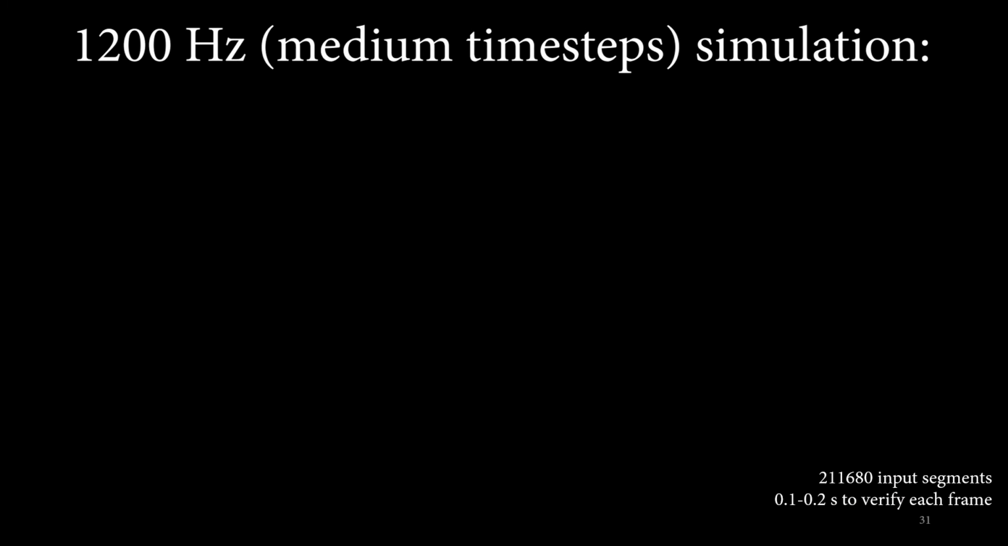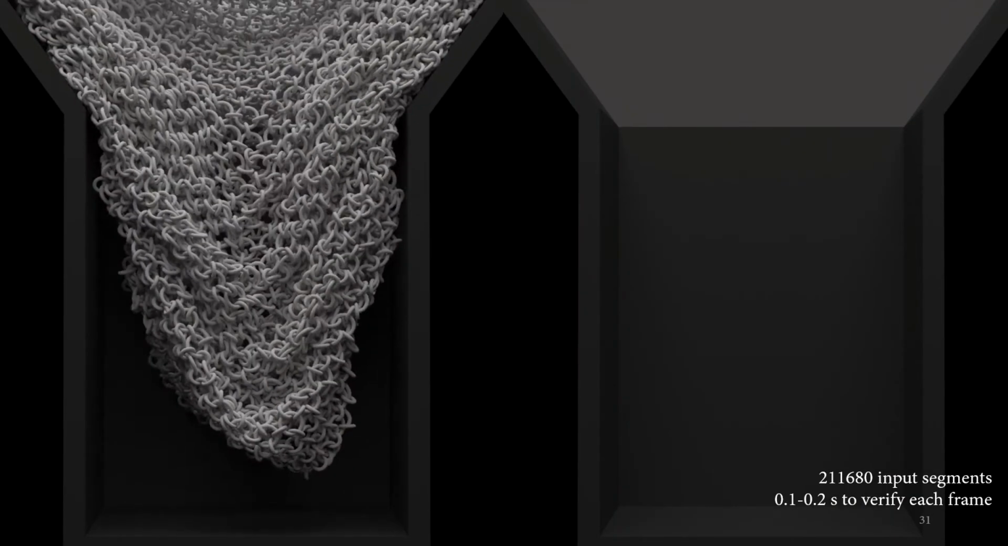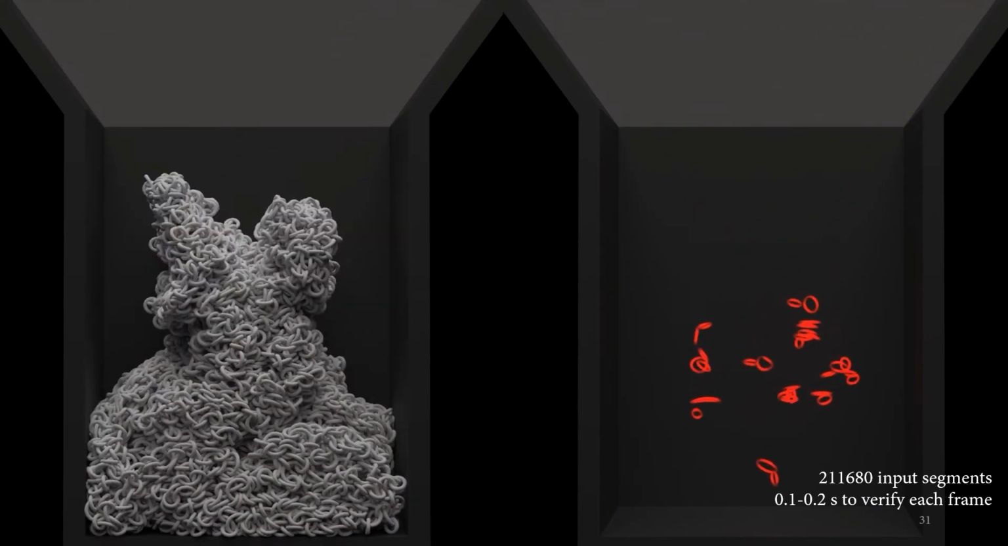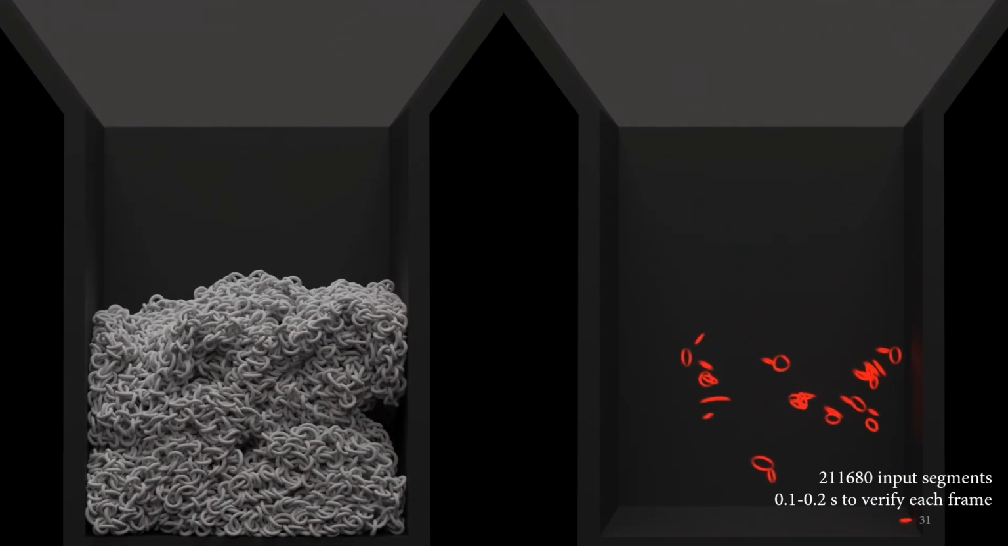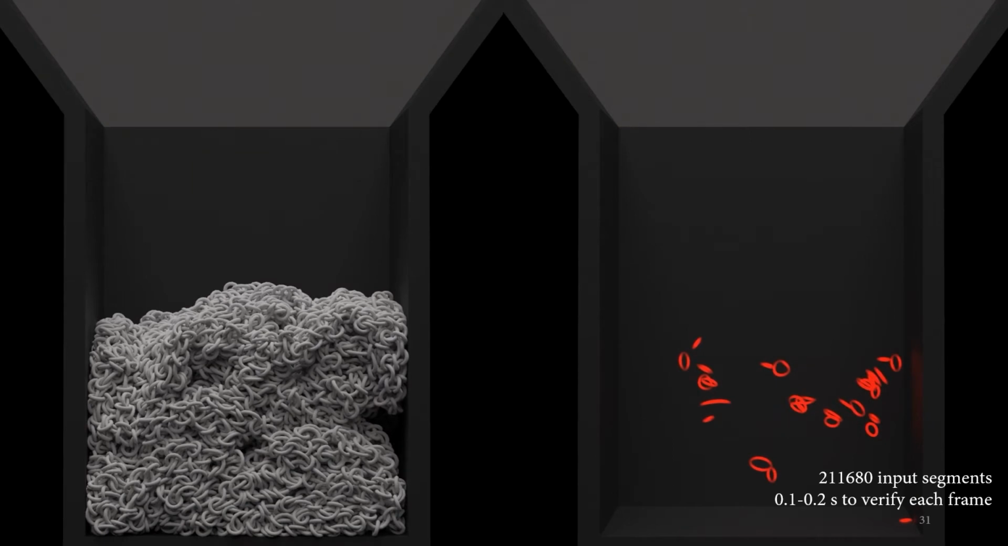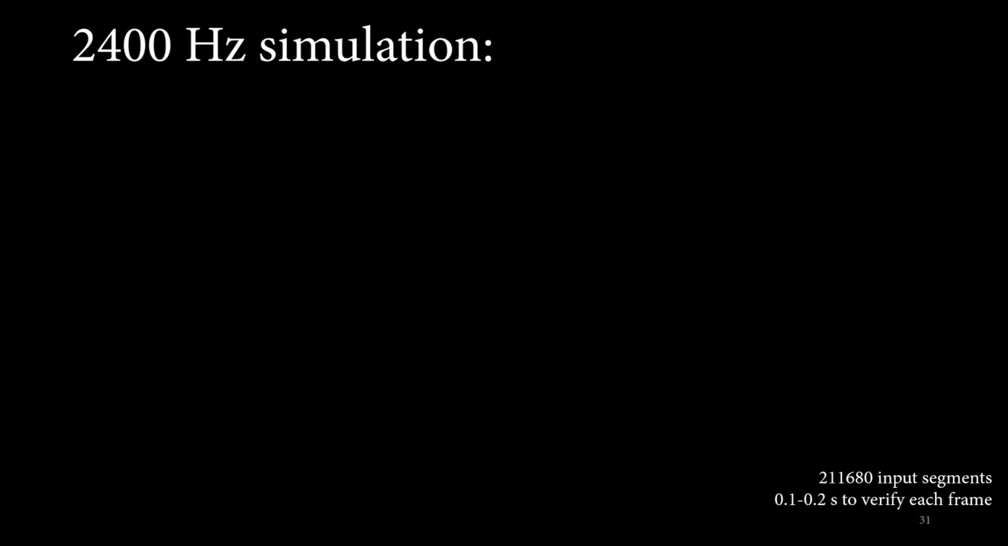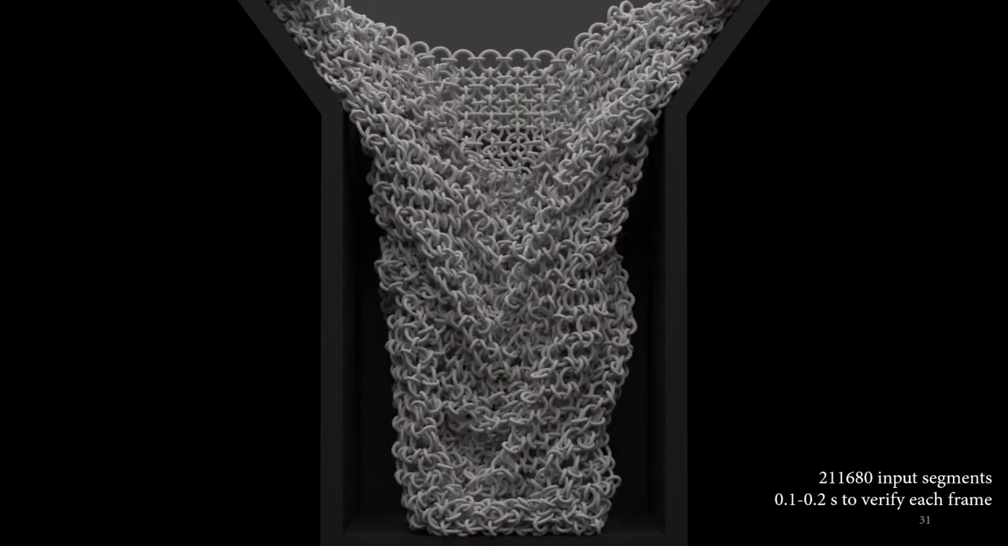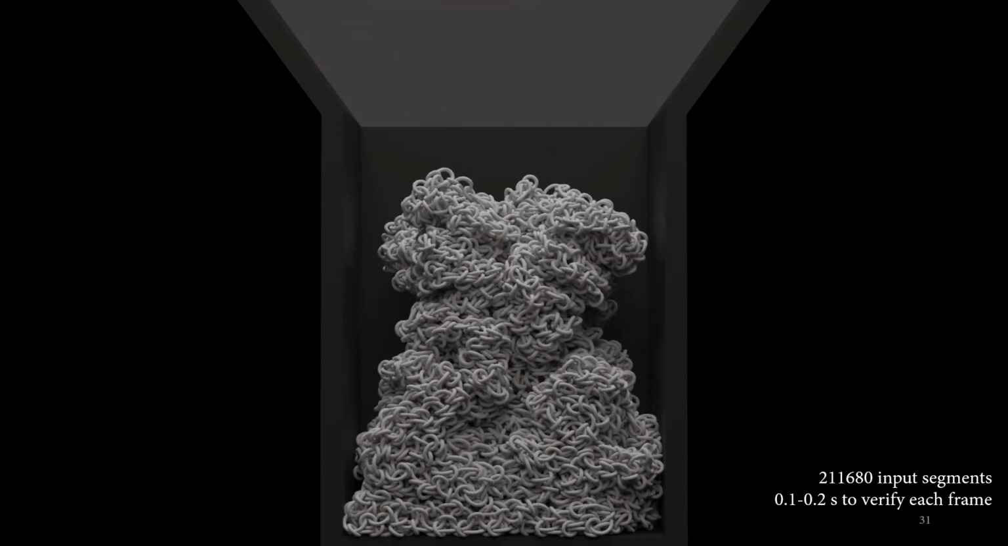Here's the simulation I showed you at the start, which takes medium steps. Now you can see that a few links are still broken. Now let's try this again with much smaller steps. We verified that the topology is maintained throughout this simulation.